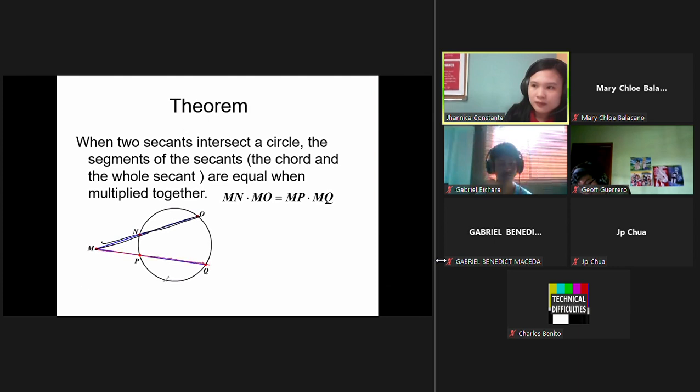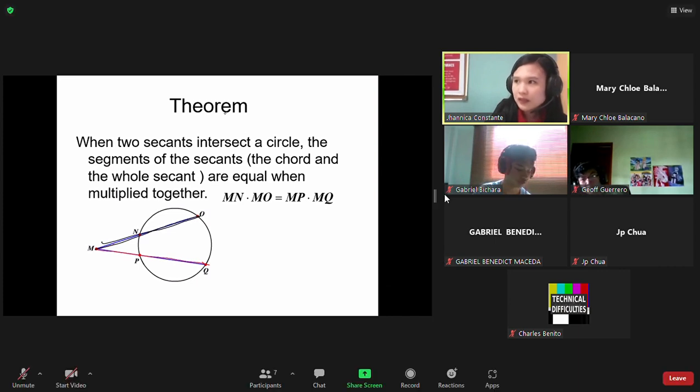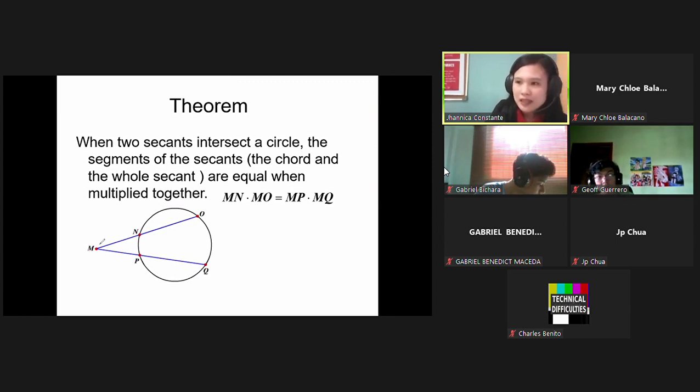So to find the measurement of a specific segment from our chord, we're going to multiply the secant and the chord. For example, we have secant MN multiplied by a chord MO. So this is the secant, the line segment outside of the circle, which will be multiplied by the whole chord. So MN multiplied by MO and MP multiplied by the whole chord MQ. That's how we're going to use this theorem to find a specific measurement of our chord or segment.